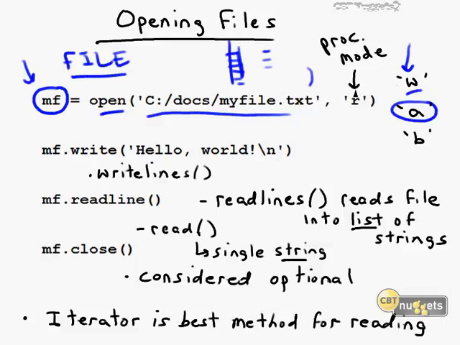The A processing mode stands for append. So you'll create the file for writing with W, add your initial data lines, close up the file, and then if you want to add additional information to the file, make sure you use A. Once again, if you don't supply a processing mode, it's assumed that you're opening the file for read.